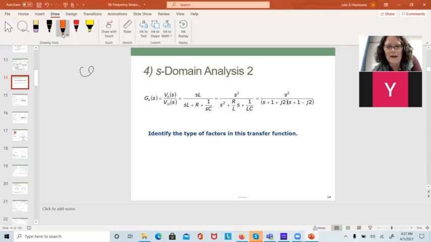So the factors we have here, we have this S squared term. This is like having two zeros at the origin. And this term right here is a quadratic, or having two poles. A quadratic is like having a double pole. And the frequency of that is 1 over the square root of LC, because that term's going to be squared.